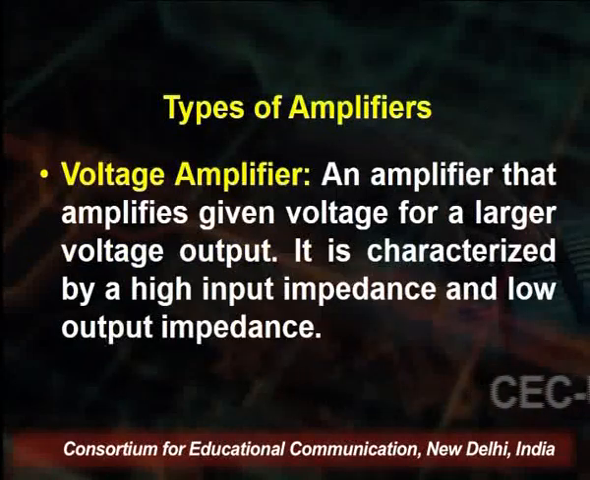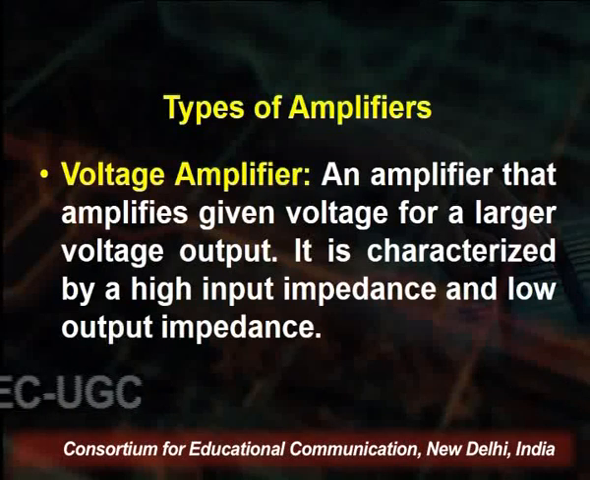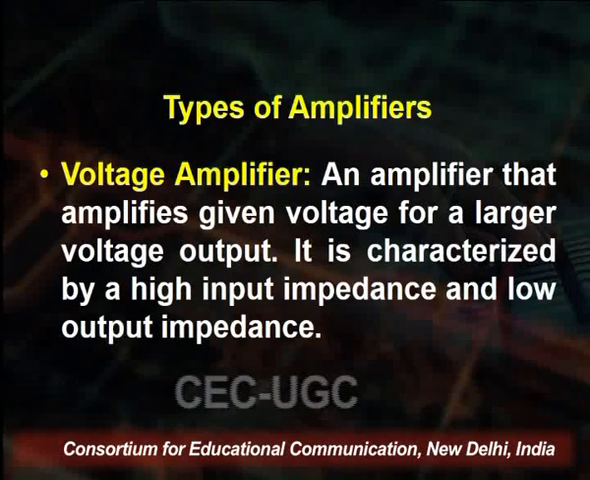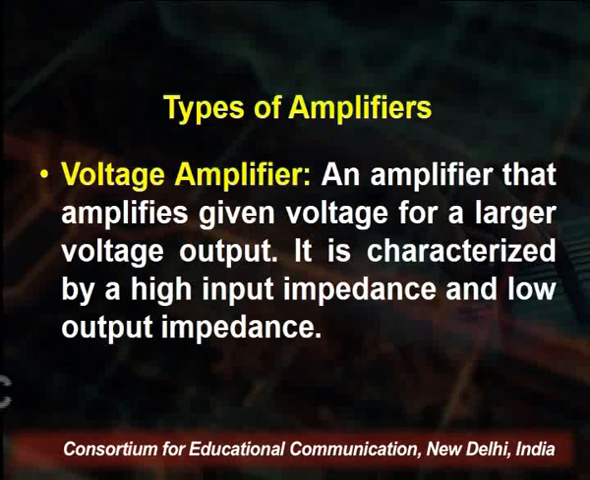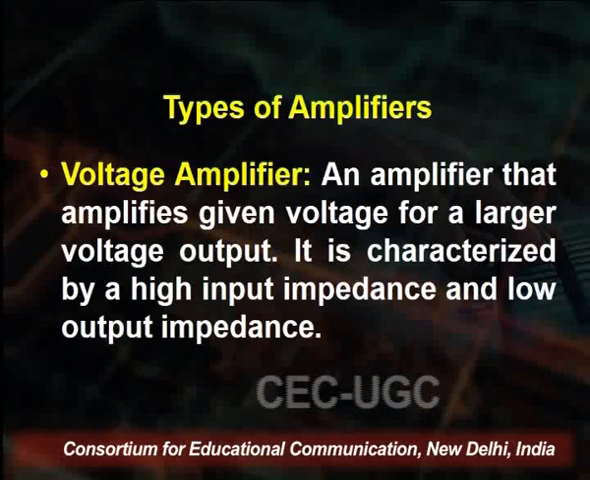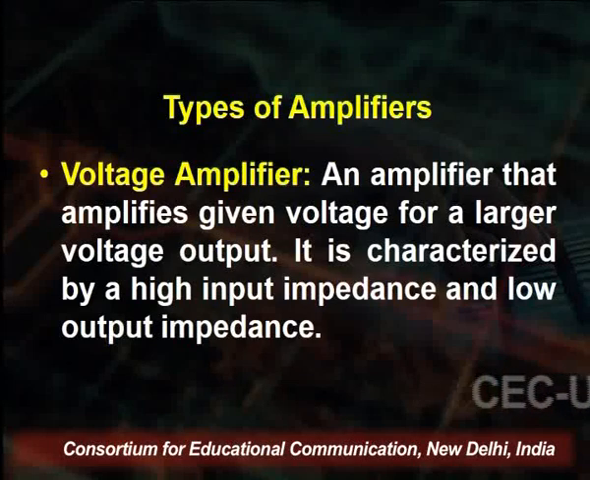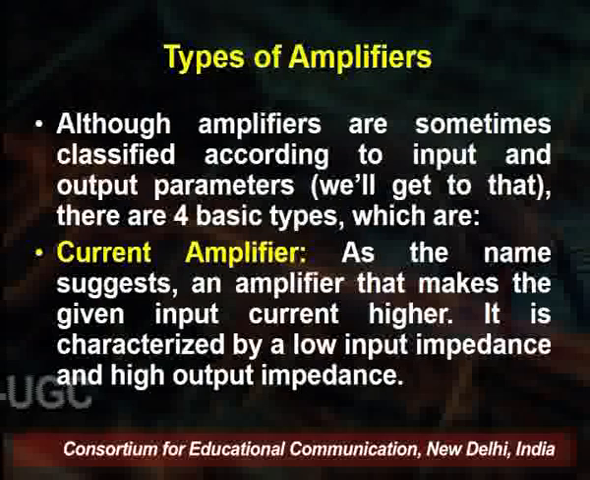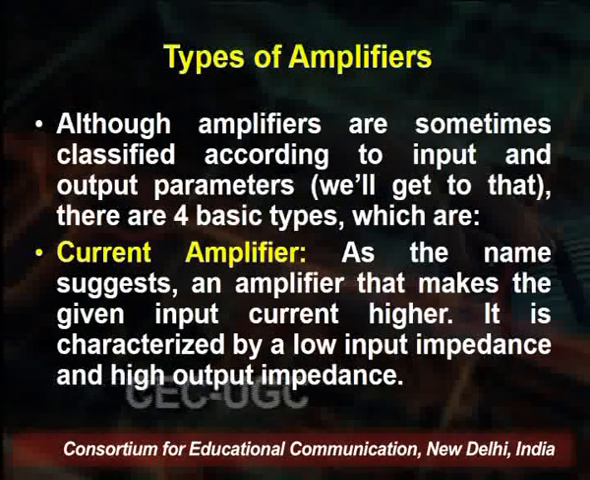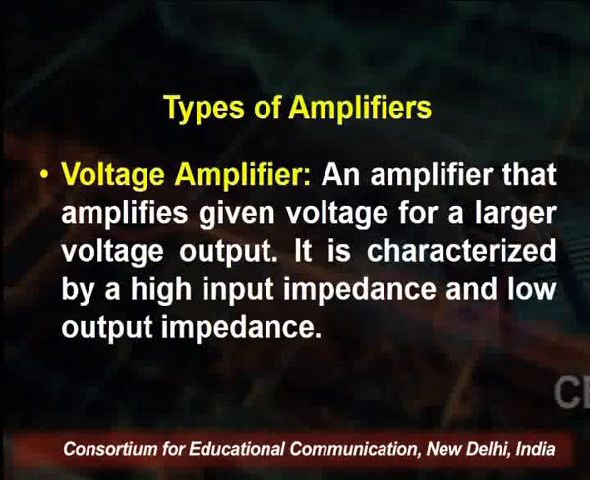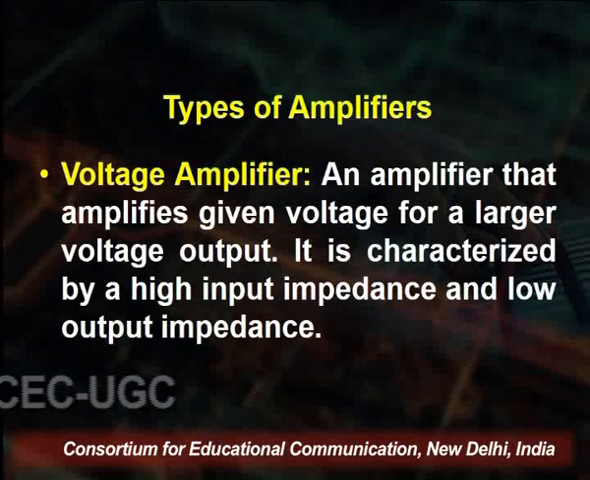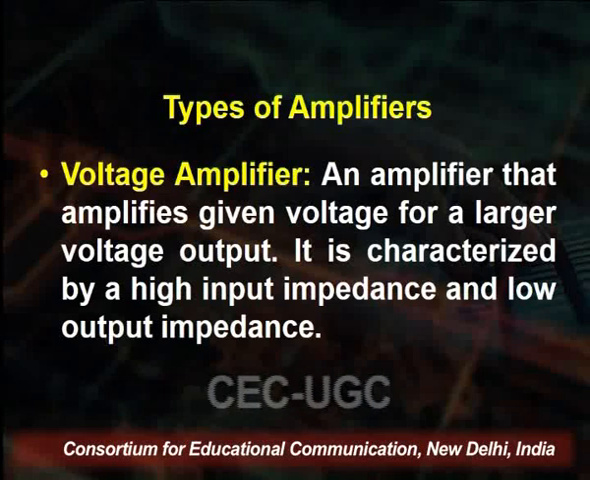The next type of amplifier is the voltage amplifier. Again, the name suggests the voltage output will be large. It is an amplifier that amplifies the given voltage for a large voltage output. It is characterized by high input impedance and low output impedance. You see the difference from the current amplifier. Here we have low input impedance and the output will be high impedance. But in the voltage amplifier, there is high input impedance and low output impedance.